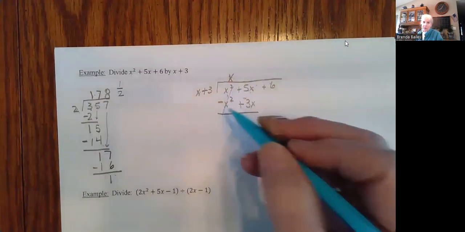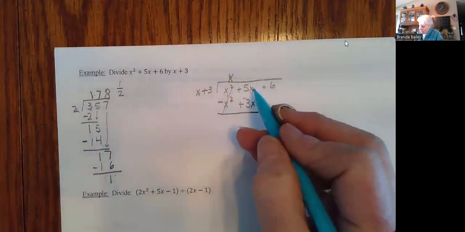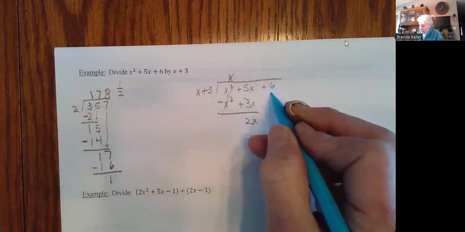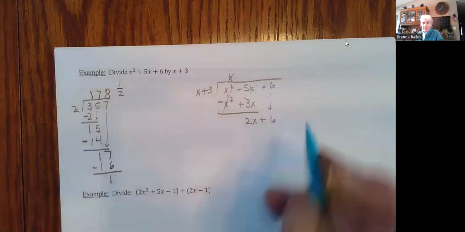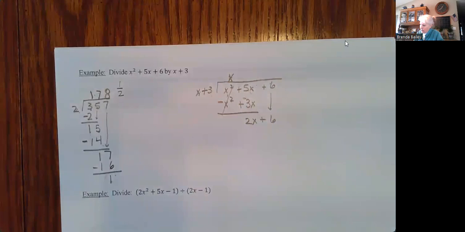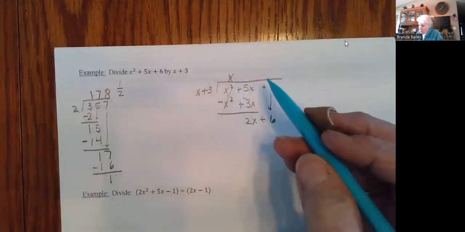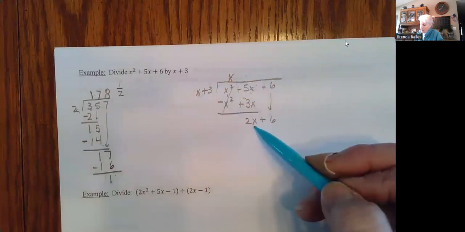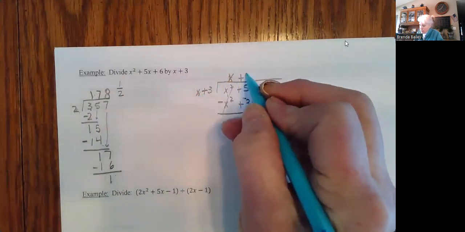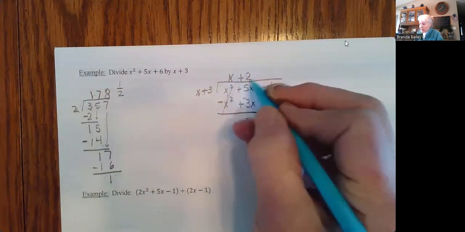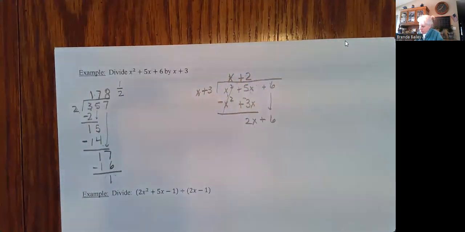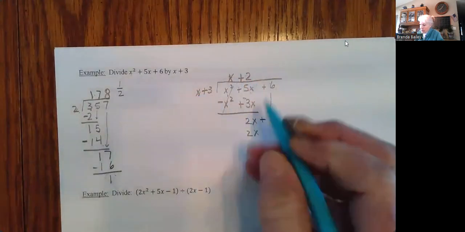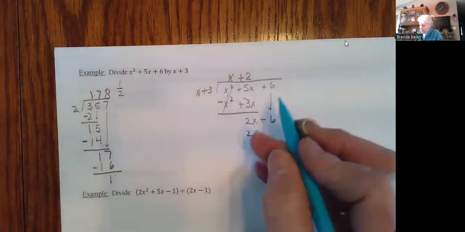That always drops out or you've done something wrong. 5x minus 3x is 2x. Then you bring down the next one. Now, for the next term, you ask yourself, what could I multiply the x by to get 2x? Well, that would be a positive 2. So you'll always have a plus or minus up here, separating your terms. 2 times x is 2x. Good, it matches. But then 2 times 3 is 6.